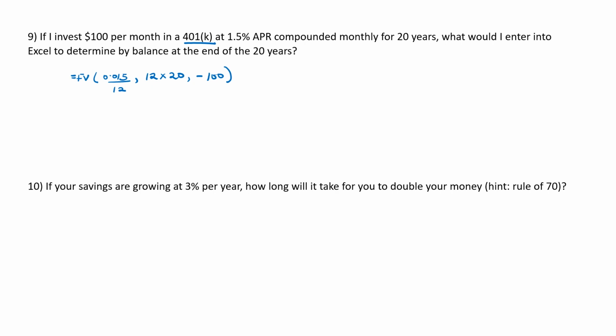We talked about the rule of 70 for doubling time, which is given by 70 over P. So for anything that has a constant growth rate, we can determine how long it will take for it to double. So 70 over 3 gives us 23.33 years.